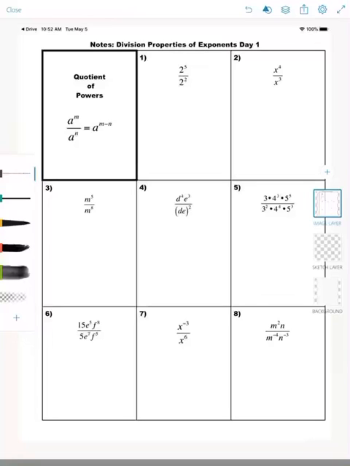Take notes on how to deal with division when you have factors with exponents in them. So you've already learned the rules that generally apply to multiplication, and so we're going to now talk about division.